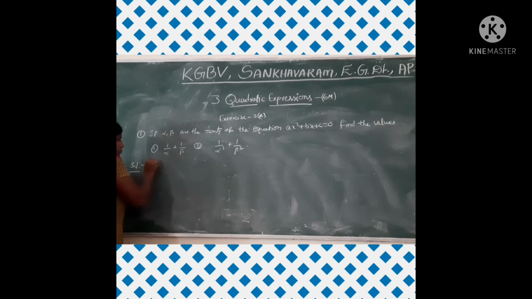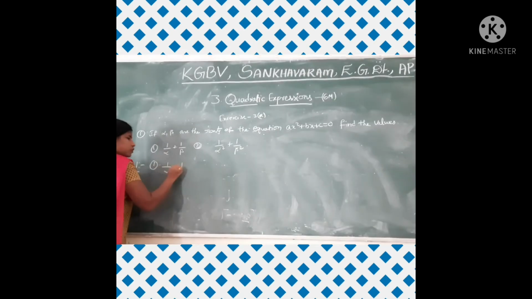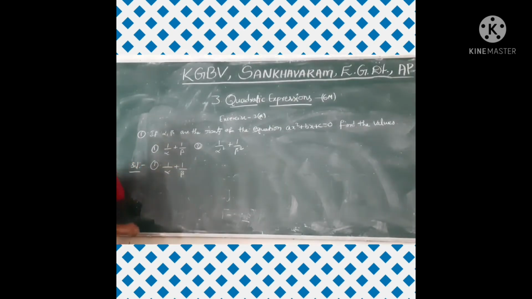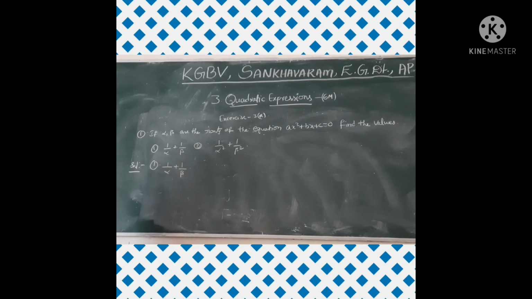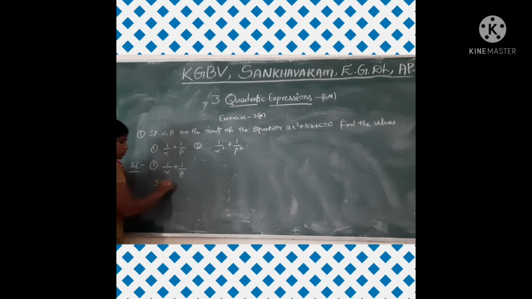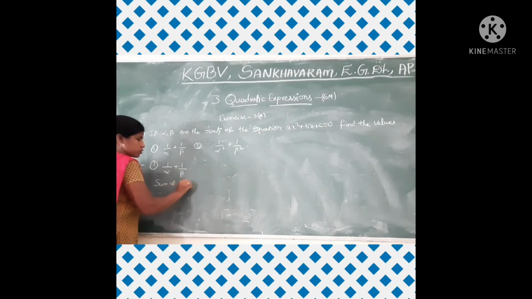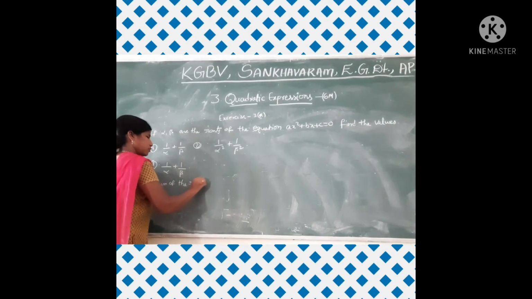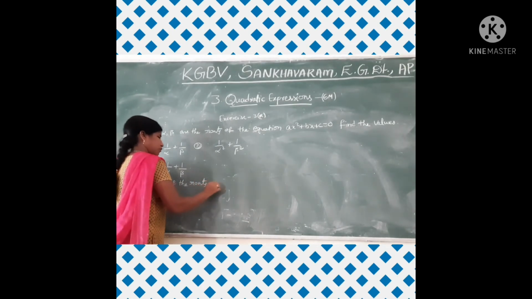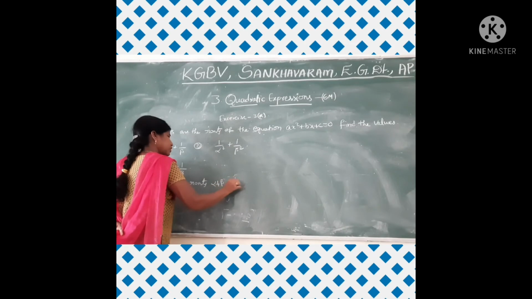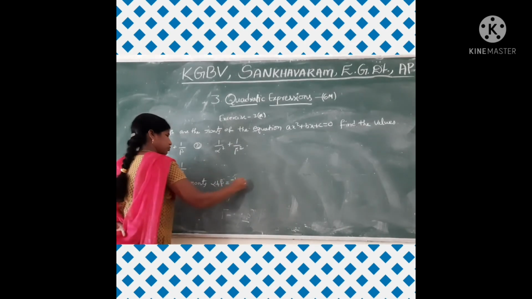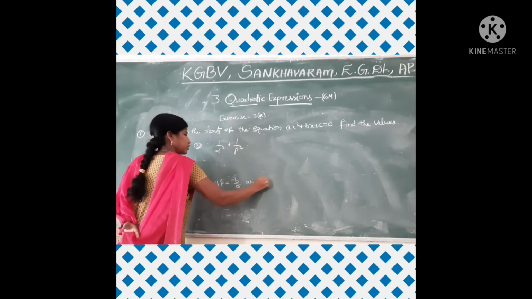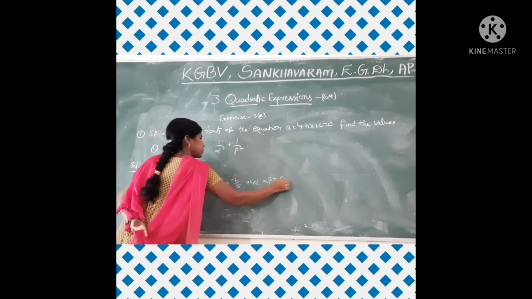First one is 1 by alpha plus 1 by beta. What we know from this chapter? Sum of the roots, alpha plus beta, is equal to minus b by a, and alpha beta is equal to c by a.